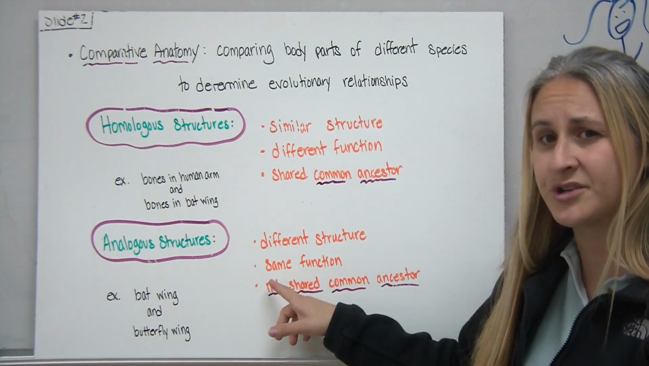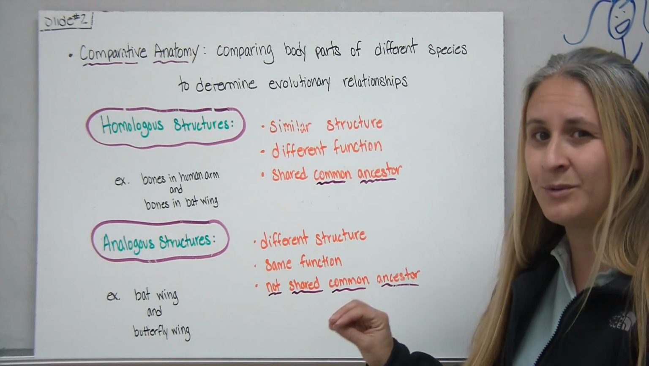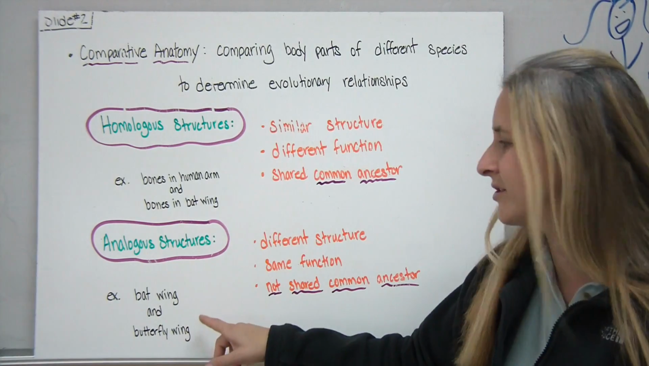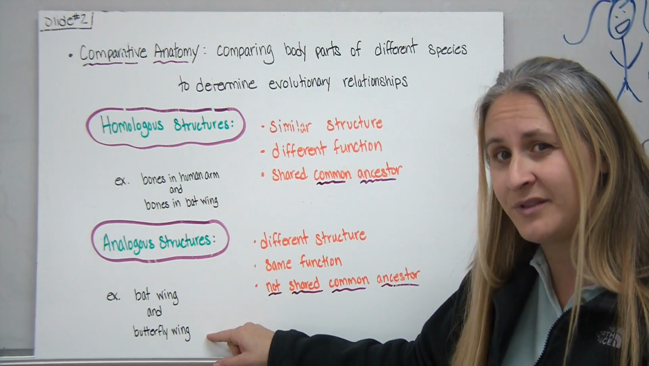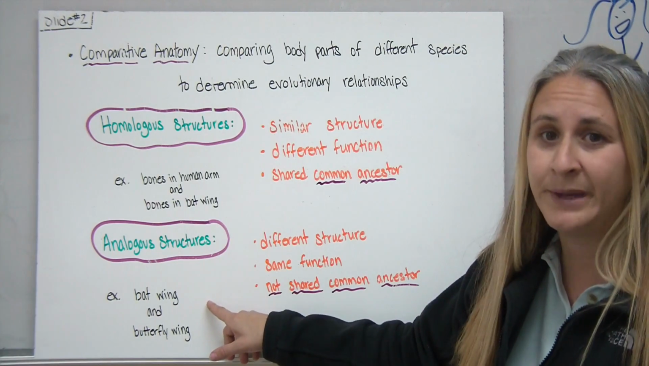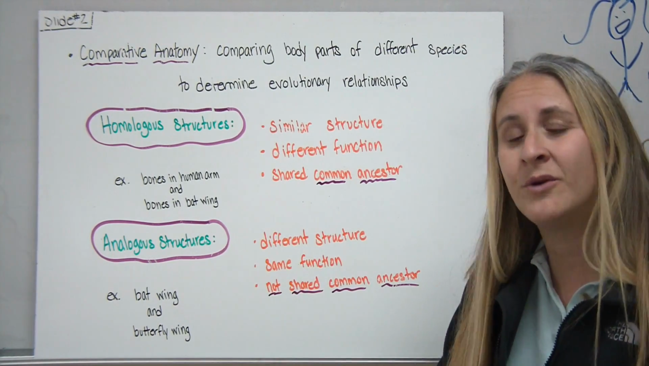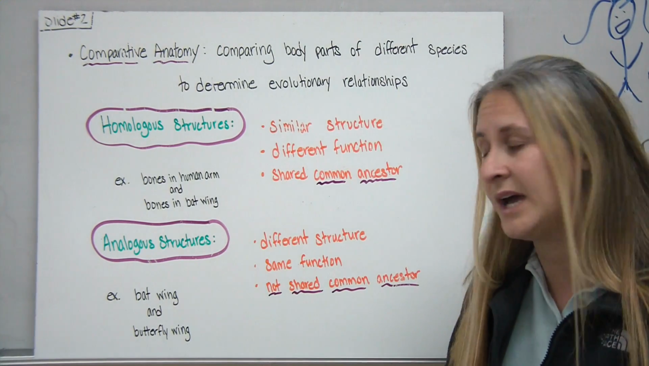On the opposite end, though, we have analogous structures. They are a different structure but have the same function. In this case, there is no shared common ancestor that supports these structures. So our example for this one would be a bat wing and a butterfly wing. If you look at the wing of a bat, we've already compared that to that of a human arm, and we know that it has an underlying bone structure even though it's used to fly.